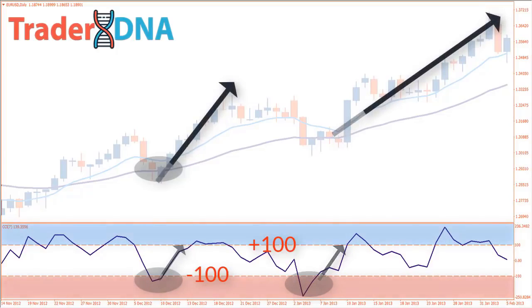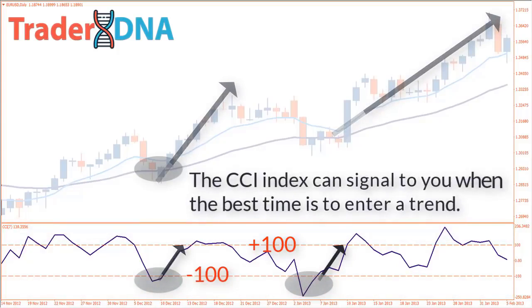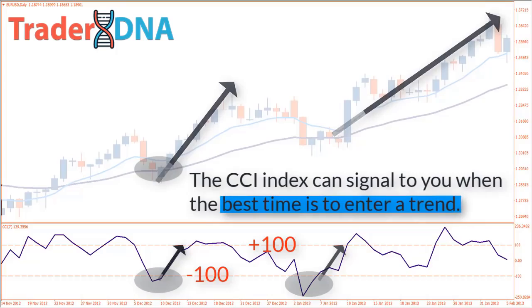Using the CCI as a trend indicator can help you to time your entries into a trend. Instead of buying at the top or selling at the bottom, which usually happens with most traders, the CCI index can signal to you when the best time is to enter a trend.